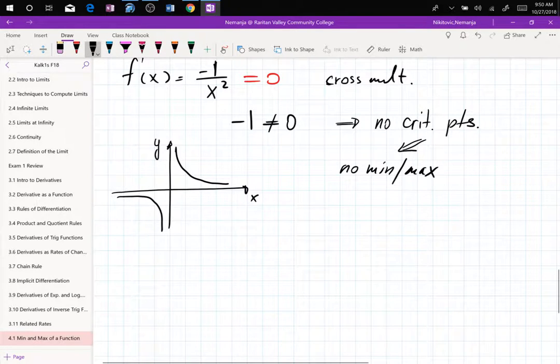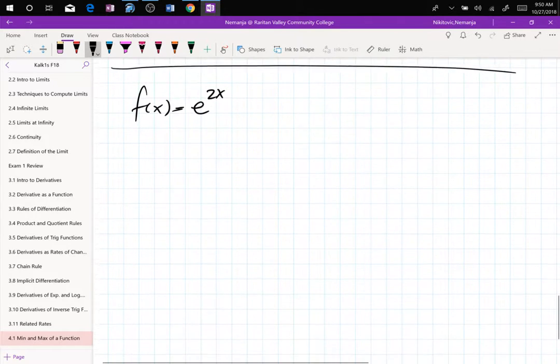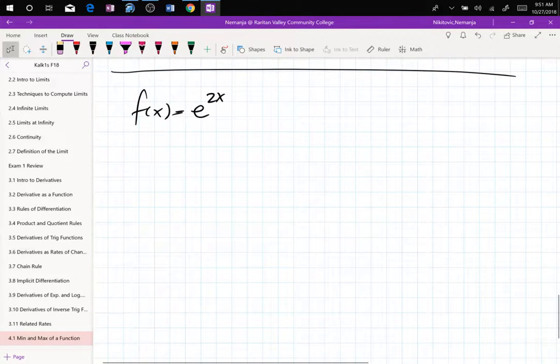So let's take a look at one more of these. f of x equals e to the 2x. Can you work this one out on your own?